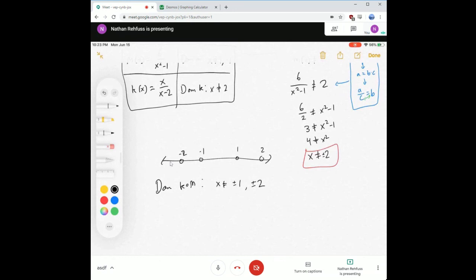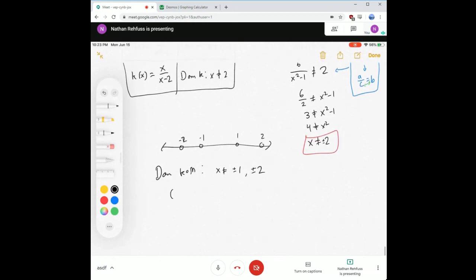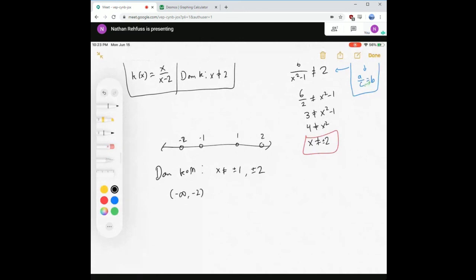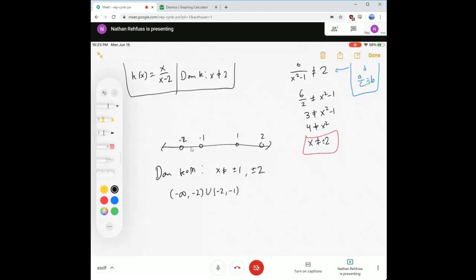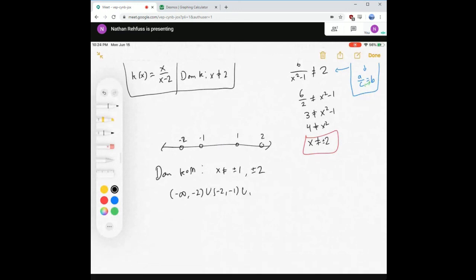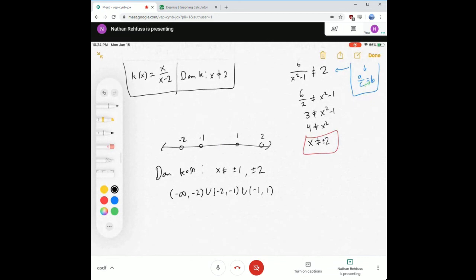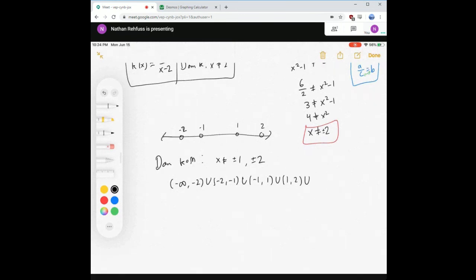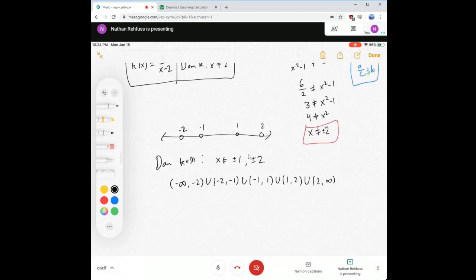So first chunk here, negative infinity up to negative 2. Second chunk, negative 2 to negative 1. That's here. Third chunk, negative 1 to 1. Fourth chunk, 1 to 2. Fifth chunk, 2 and on up. I'm only showing you this because sometimes my open math or one of the tests will demand interval notation. If you're working this on your own time for practice, inequality notation is probably better here.